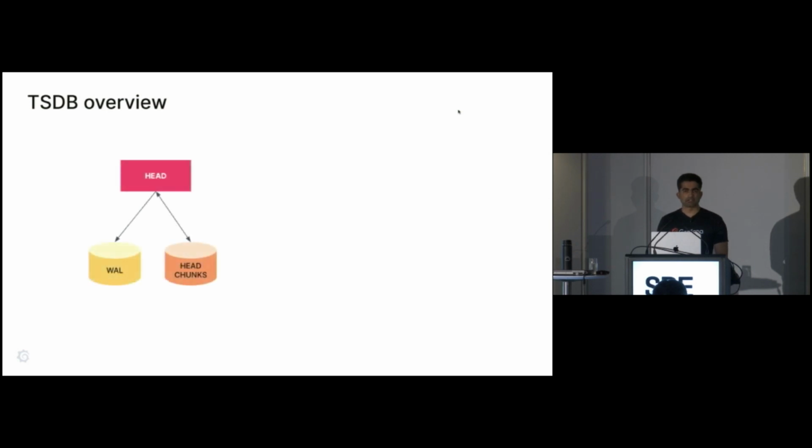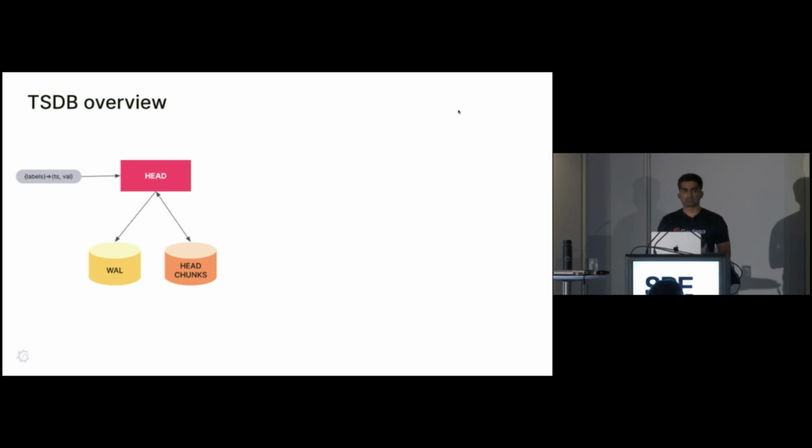So it has something called the head block. We call it head because a sample first enters the head block. The head block is the in-memory part of the TSDB which handles all the data in memory. But just storing in memory takes a lot of memory, so it makes use of two things. One is the write-ahead log, the yellow box, and there are head chunks. We will soon see what's the use of both of these things.